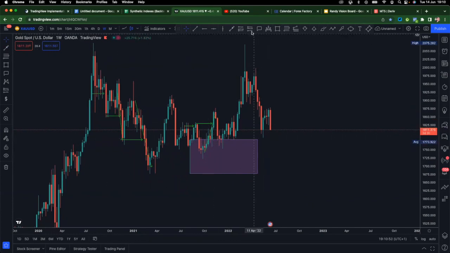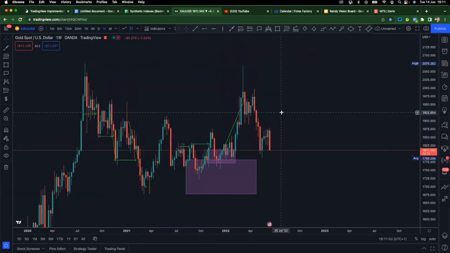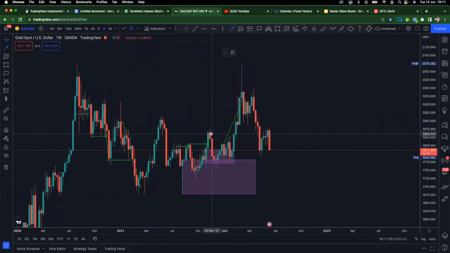Break of structure. Candle responsible for the break. Mitigation. Market went up. I love this, guys. Makes me so happy. Break of structure. Candle responsible for the break.